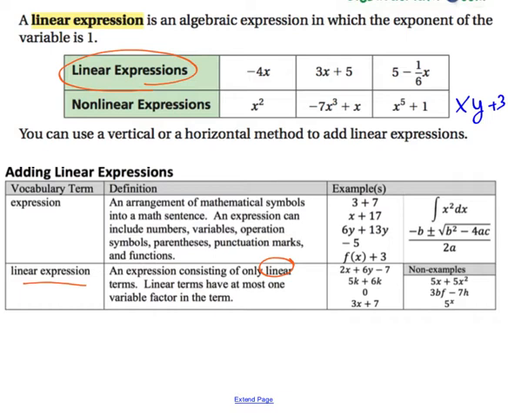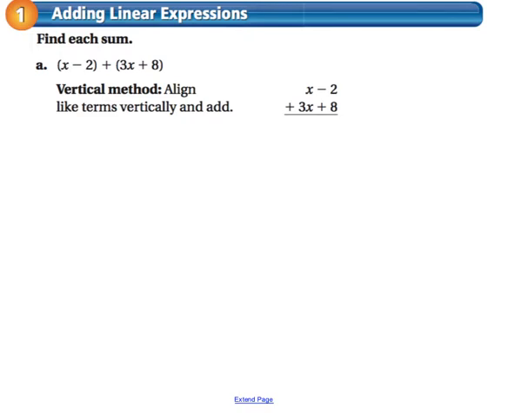Non-examples: 5x plus 5x squared, no, the x squared is a problem. 3bf minus 7h, bf is a problem. Can't have more than one variable in a term. All right, at 5 to the x, we actually have a variable in the exponent. That is not going to be linear. Can't have variables in the exponents for linear.